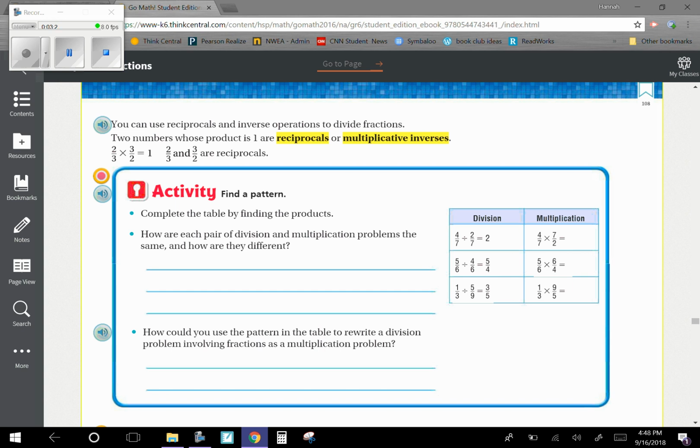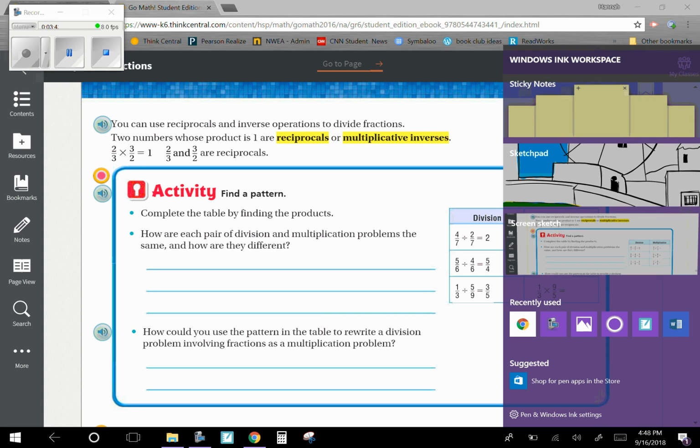So our activity here is going to be to find a pattern. So complete the table by finding the products. How are each pair of division and multiplication problems the same, and how are they different? Okay, so if we have 4/7 divided by 2/7, and then we look over here at 4/7 times 7/2, they both equal 2.